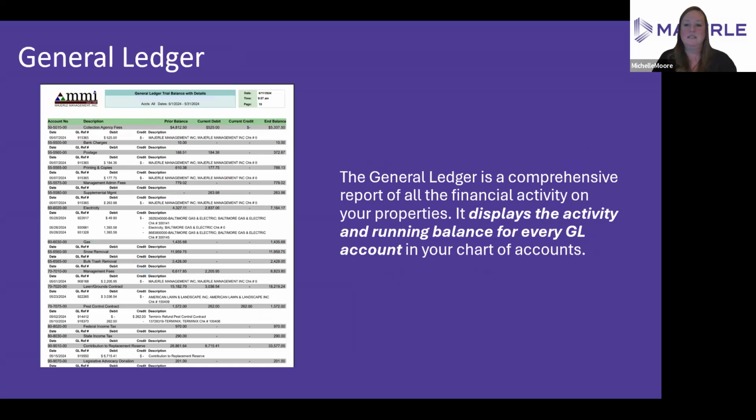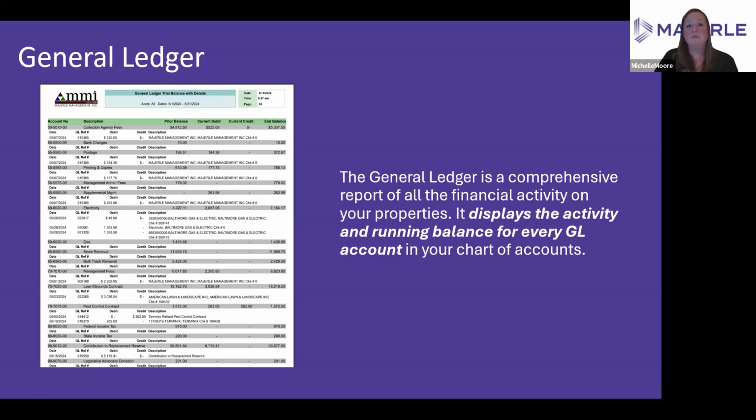All right, so next is the general ledger. The general ledger is the detailed record of every financial transaction posted during the month. Think of it as the association's financial diary, essentially. Every assessment that was billed, invoices paid, bank fees, reserve transfers, everything is recorded here.